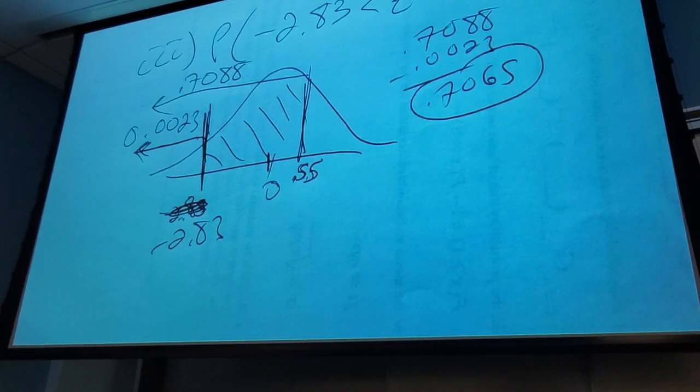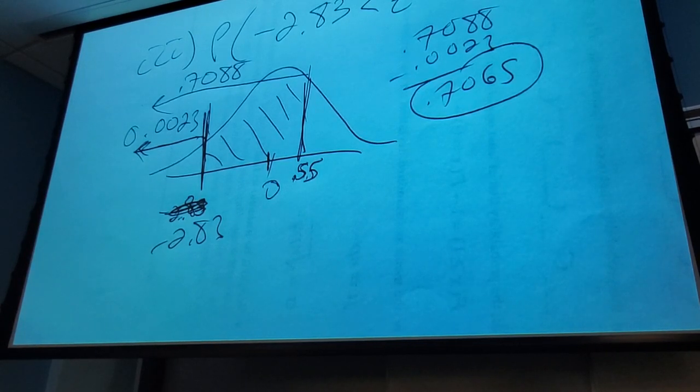I'm sorry. Yes? So you only shade the middle part? That's all the content. You only shade what the question wants, and the question wants what's between negative 2.83 and 0.55, right? So that's why I only shaded that part. So the picture then is a visual reminder of what the answer is.